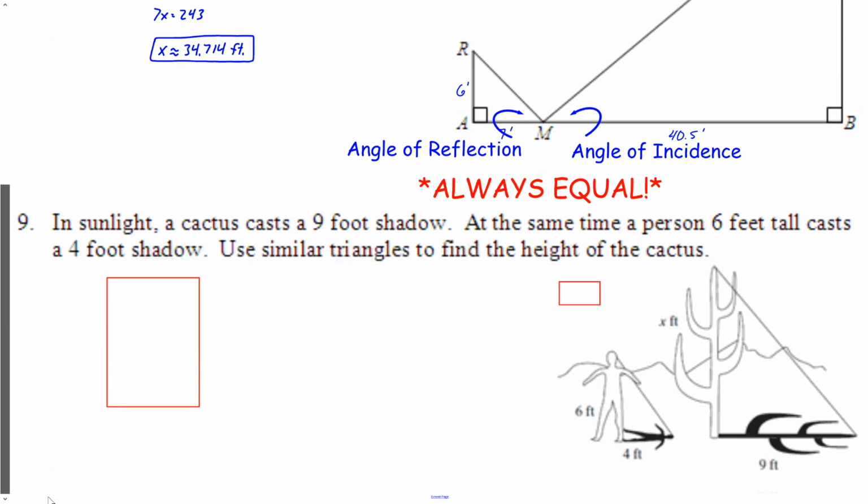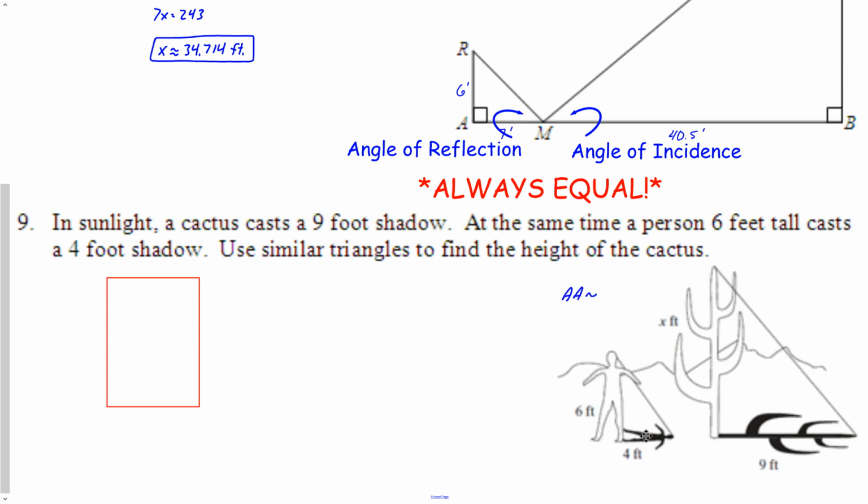All right, last thing here. I'd like you to do number 9 on your own. First question about number 9 is why are those triangles similar? And then go ahead and solve for the height of the cactus.